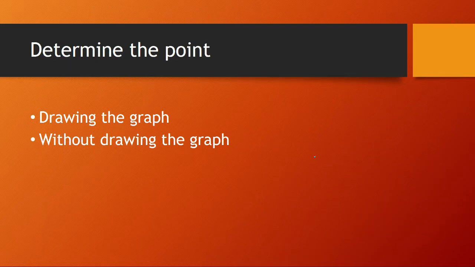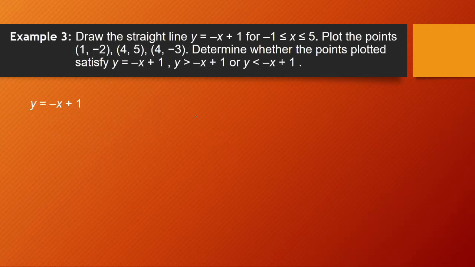So it's about determining the point right now. We can determine the point by drawing the graph or without drawing the graph. Let's look at the example given here. Draw the straight line y equal to negative x plus 1 for negative 1 less than or equal to x less than or equal to 5. If you still remember, this is the range, right? Plot the points (1, -2), (4, 5), and (4, -3), and then determine whether the points plotted satisfy y equal to negative x plus 1, y greater than negative x plus 1, or y less than negative x plus 1.